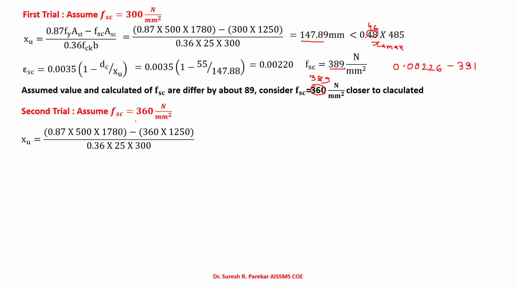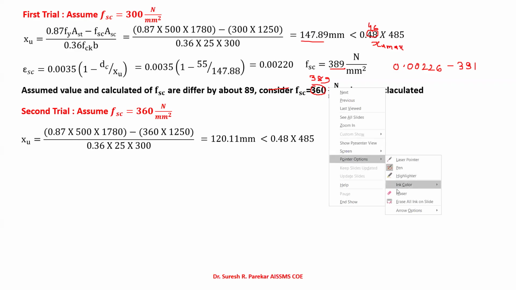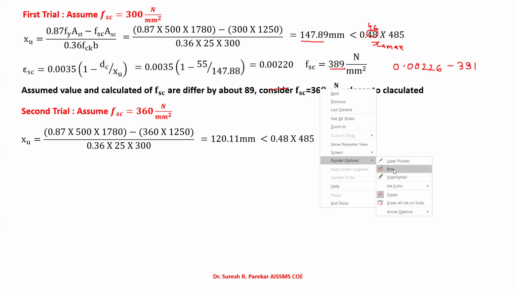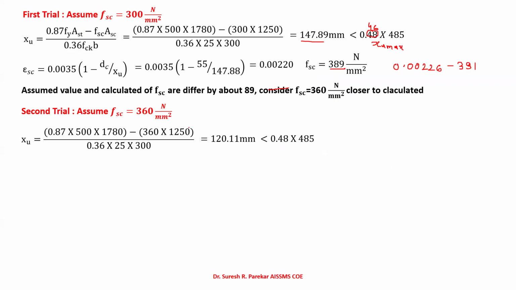So now in this, I have considered this value. Now you can see, sorry, FSC assume 360 over here. So we have 360. And then from this, we are going to get this value 120.11. So this is actually the correct value. We have considered 360 over here, and by that 360 we have calculated, so we got this value 120.11.